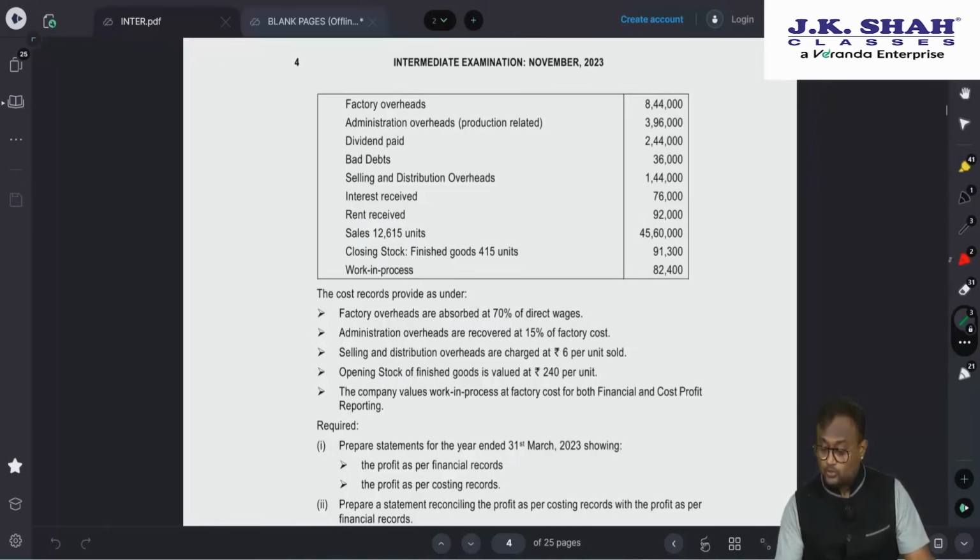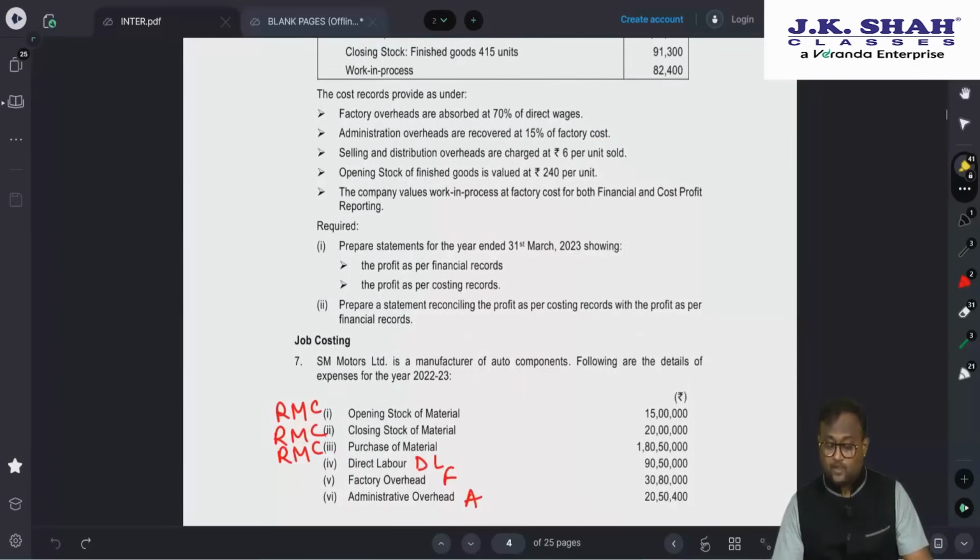Cost records show the following information. Factory overheads are absorbed at the rate of 70% of wages. Admin overheads are 15% of works cost. Selling and distribution is 6 rupees per unit sold. Opening stock of finished goods is 240 per unit. The company values work in progress at factory cost for both financial as well as cost reporting. If your WIP is valued at the same price for financial and costing both, that means the value will remain the same in the books of accounts.